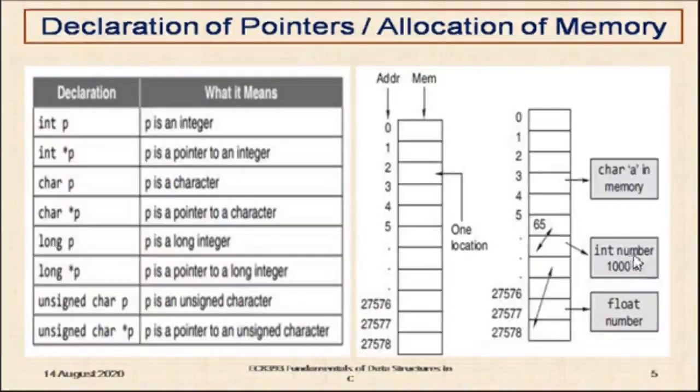But when you assign the address of this variable number to the pointer variable, what will happen? The starting address or base address will be stored. Similarly, here you see the floating point variable, float number. It occupies 4 bytes. So the system will provide you 4 memory locations. So here, starting from 27575, 76, 77, 78, 4 memory locations are assigned for holding the floating point data for the variable number. So the starting address is 27575.